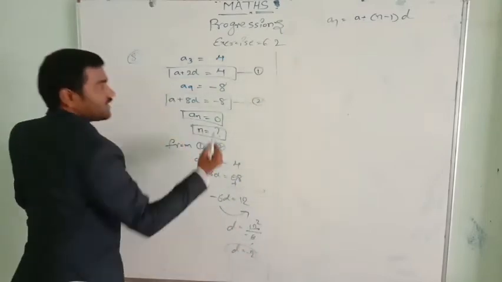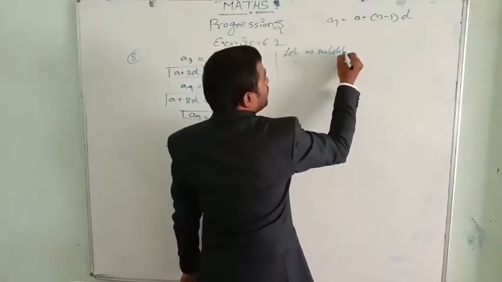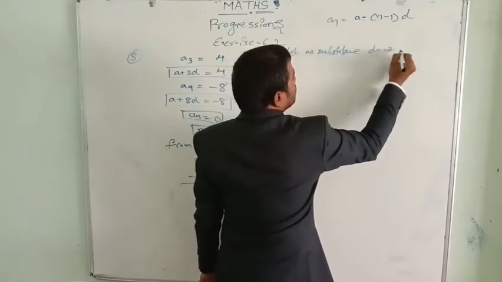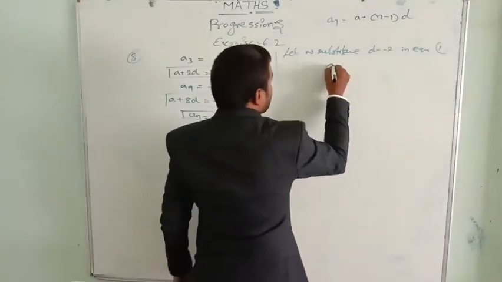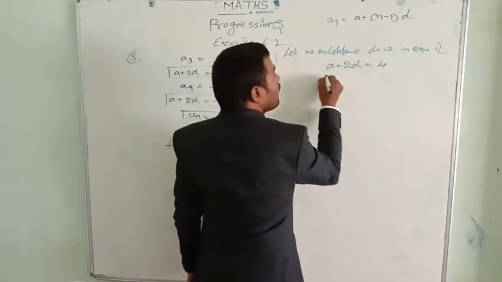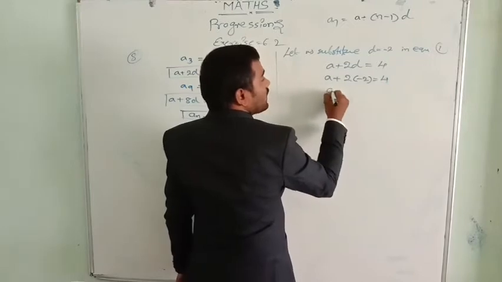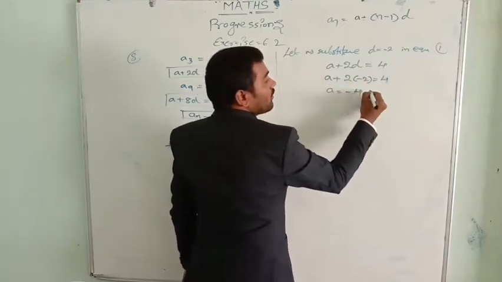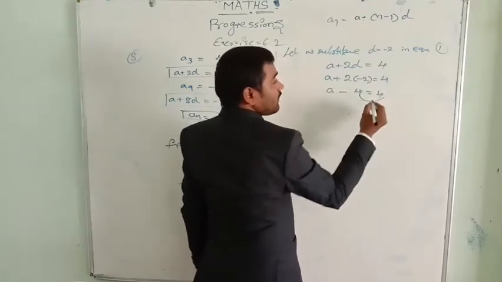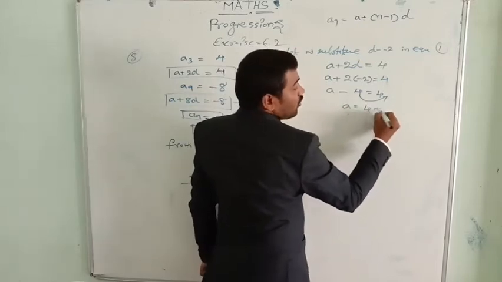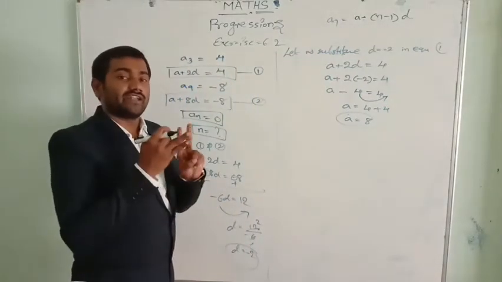Let us substitute d equals minus 2 in equation number 1. a plus 2d equals 4, so a plus 2 into minus 2 equals 4. a minus 4 equals 4. Transferring minus 4 to the other side, a equals 4 plus 4, that is 8. We got the a value as 8. The a value and d value we know.